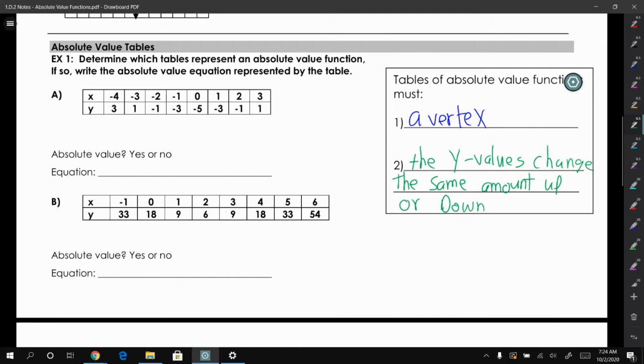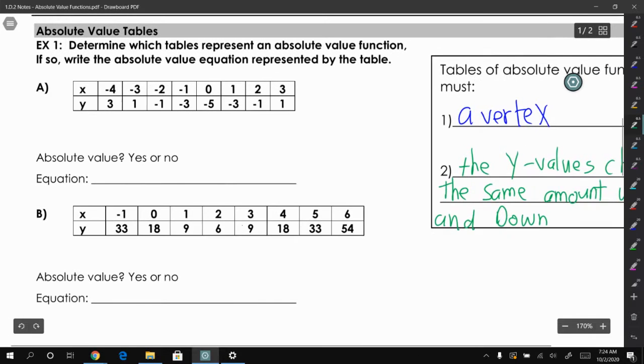What I mean by that is that the y values are going down by 3 and then up by 3, or maybe up by 5 and then down by 5, or we should say up and down. So let's look at this table here.